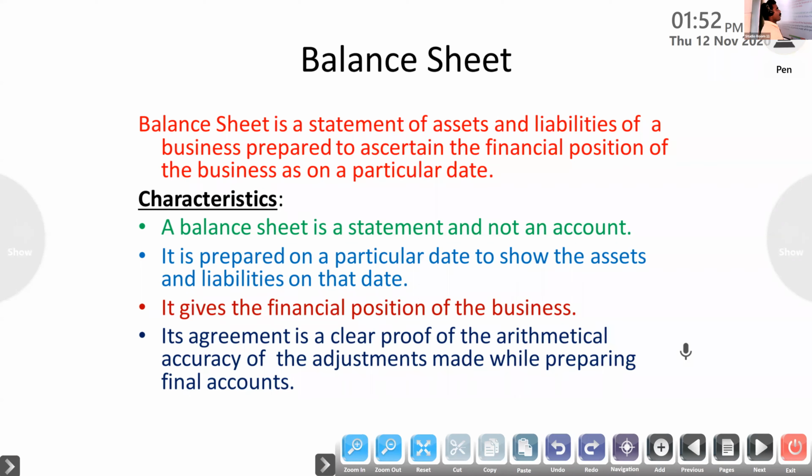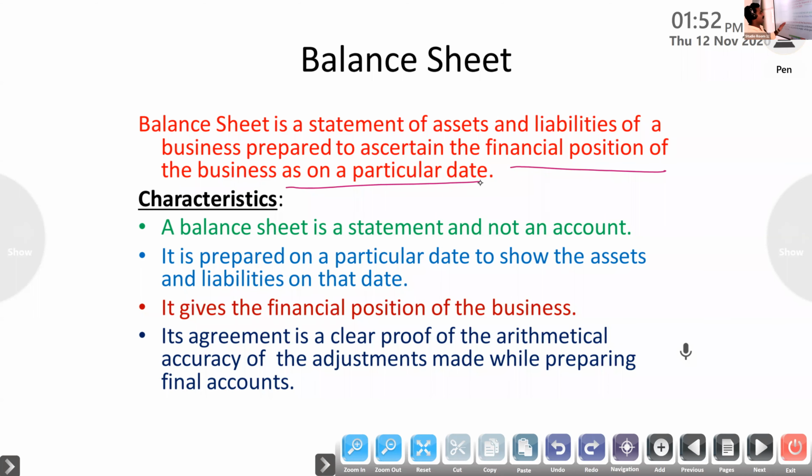So what do you mean by balance sheet? It is a statement of assets and liabilities of a business prepared to ascertain the financial position of a business as on a particular date. That is the balance sheet. Why is it called a sheet? It is a sheet of balance of accounts which still remain in the trial balance after the preparation of trading and profit and loss account. On the base of the trial balance only we will prepare trading, profit and loss account and balance sheet.